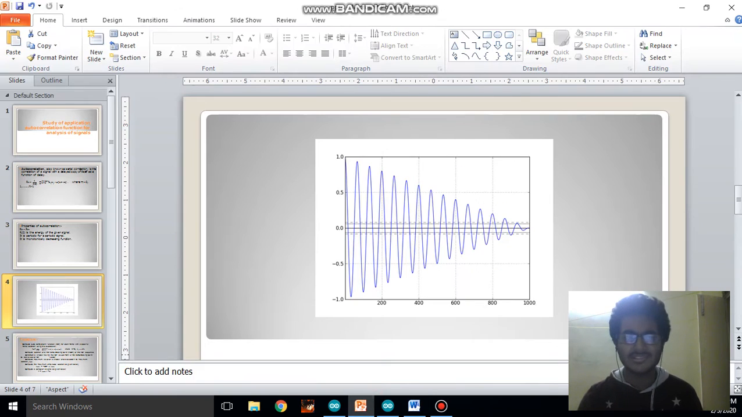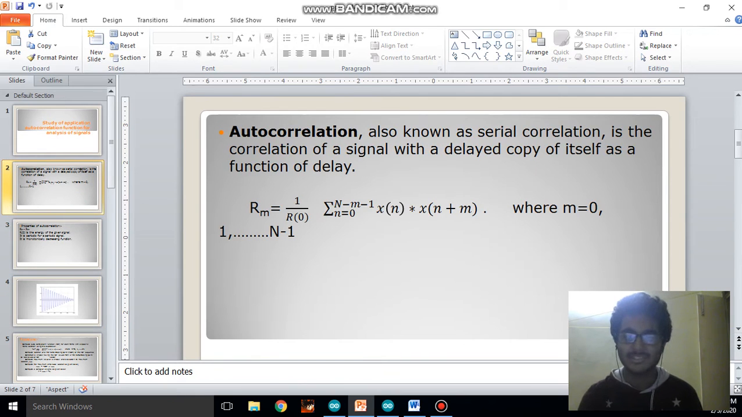Autocorrelation is nothing but the comparison of a signal with a delayed version of itself. The formula is R[m] equals 1 by R[0] times the sum over n running from 0 to N minus m minus 1 of x[n] into x[n plus m], where m runs from 0 to N and capital N represents the number of samples.